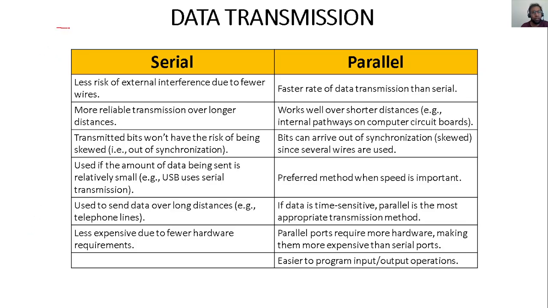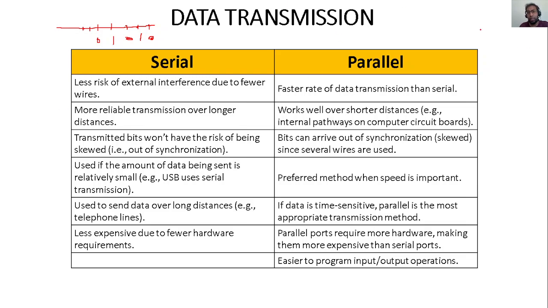Suppose this is our line, and this is our wire, and over this wire, these are our bits that are transmitting. Some bits will definitely be 0, some bits will be 1. Suppose this is 0, this is 1, then again 0, 1, 0. So this is kind of serial. This bit is transmitted, then the second bit will be transmitted after it.